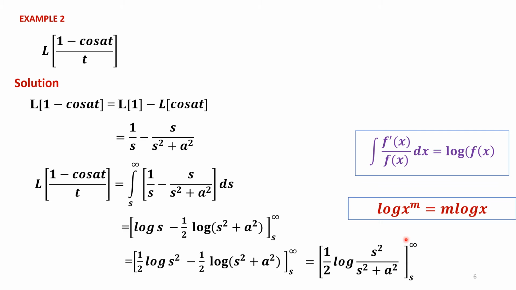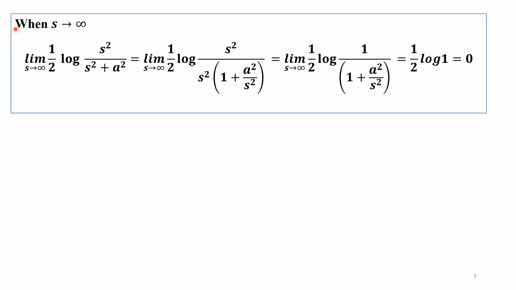Now to apply the limit as s tending to infinity. So we have to calculate what happens to this term when s tends to infinity. So we are doing limit s tending to infinity of the same function. Okay, so now half log is there. Now s is tending to infinity. So when I apply s as infinity, we will get infinity upon infinity, which is again an indeterminate form.